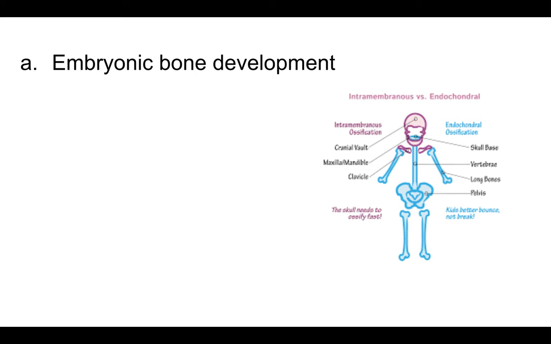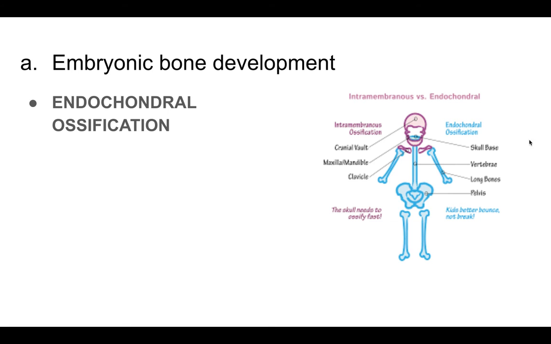So the next part of your notes says B, appositional growth types. That is going to be a little bit different. So we're going to talk about embryonic bone development right now. So you can kind of scratch out the appositional growth type, and you can write over top of it embryonic bone development. And this first type of embryonic bone development goes nicely with the diagram that exists on your notes.